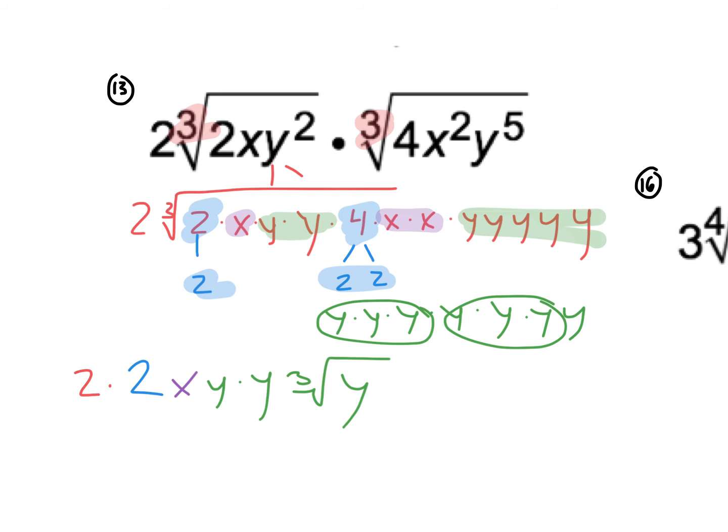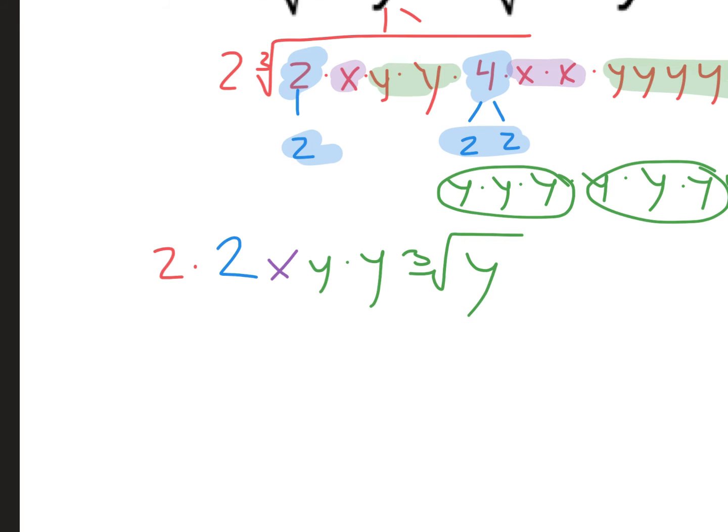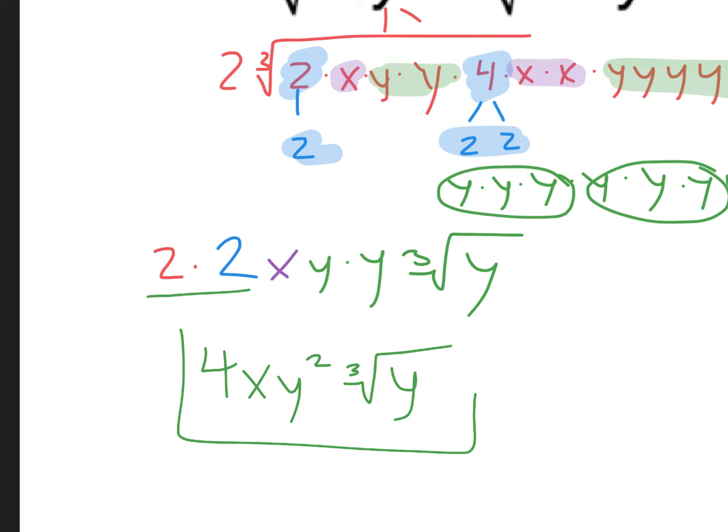So then I just want to multiply everything together to simplify. So multiply the numbers together. What's 2 times 2? 4. How many x's do I have? Just 1, so just 4x. How many y's? 2, so y squared. And then my index is 3 on my radical, and I only have a y on the inside. So this is my answer.